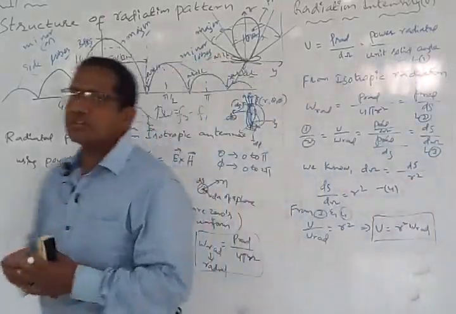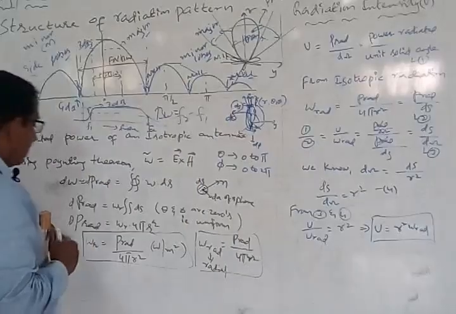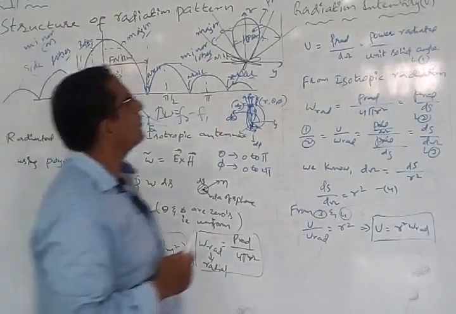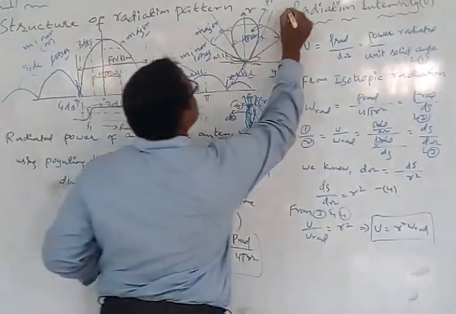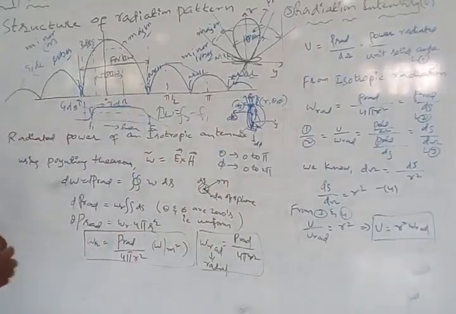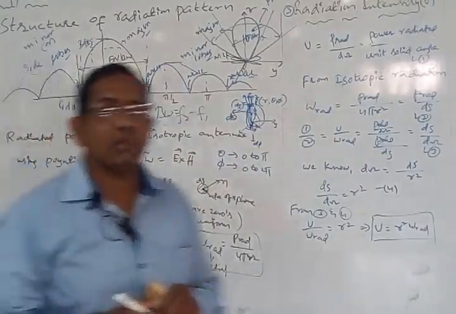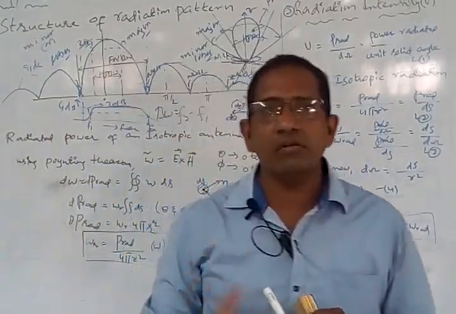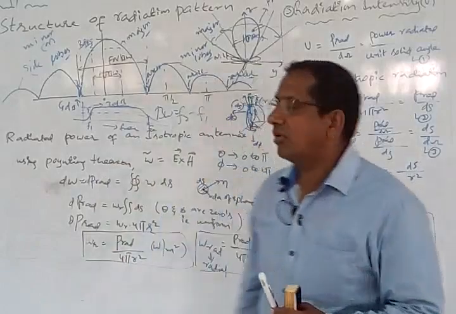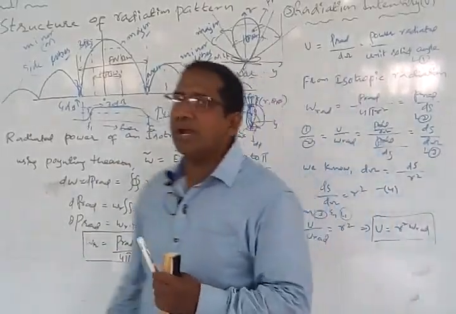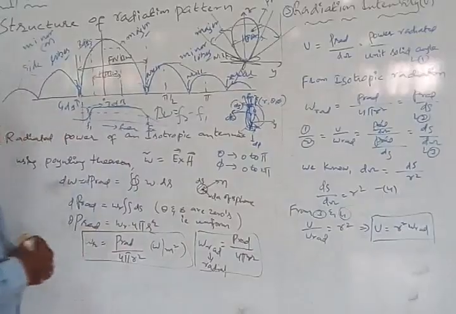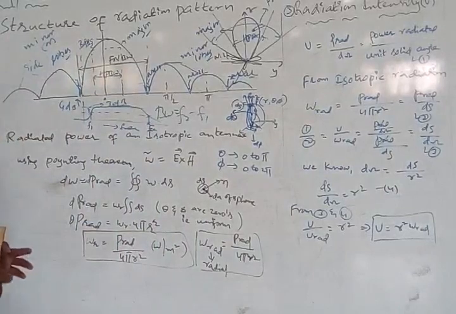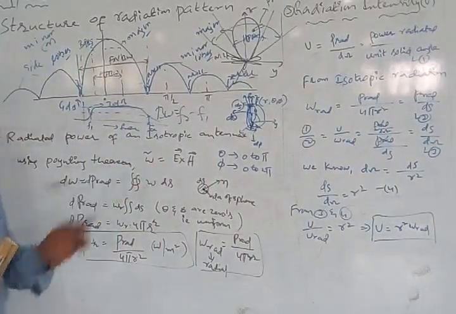Now let us look into the next concept. There are two other important points: radiation power of an isotropic antenna and radiation intensity. What do you mean by an isotropic antenna? An isotropic antenna is a hypothetical antenna which radiates power or electromagnetic waves in all directions. How do we get the power radiated from an isotropic antenna? It is represented by using the Poynting vector or Poynting theorem.